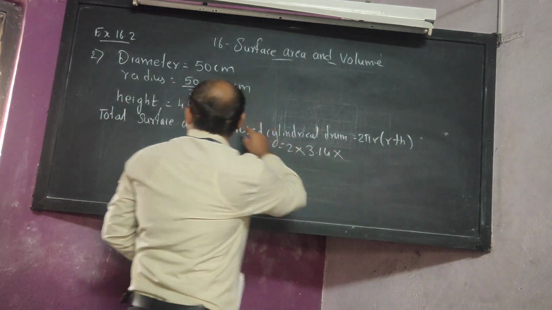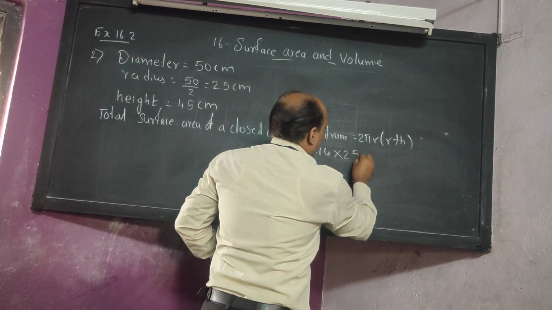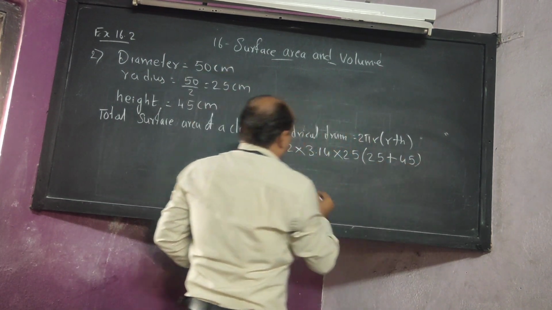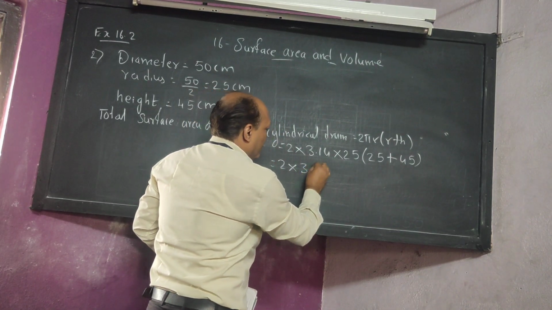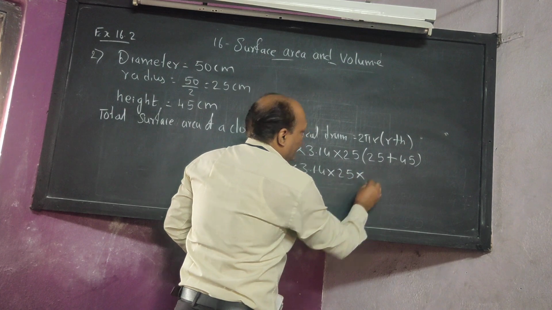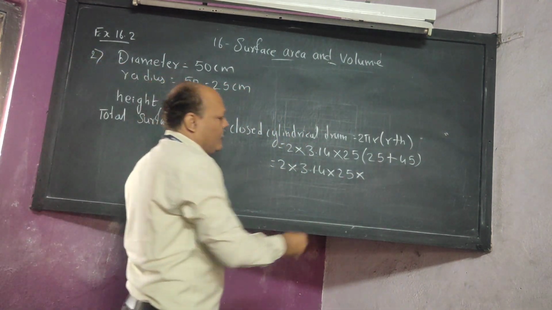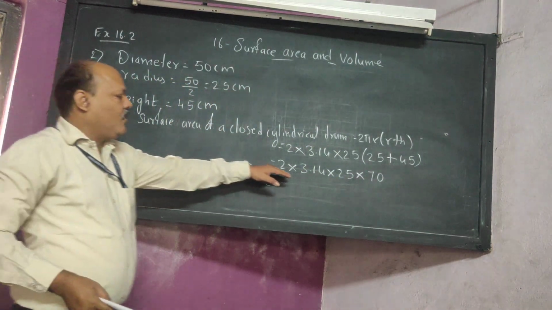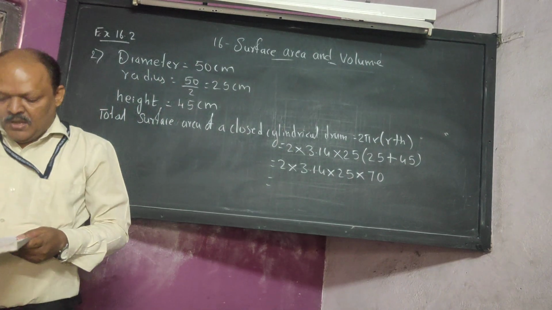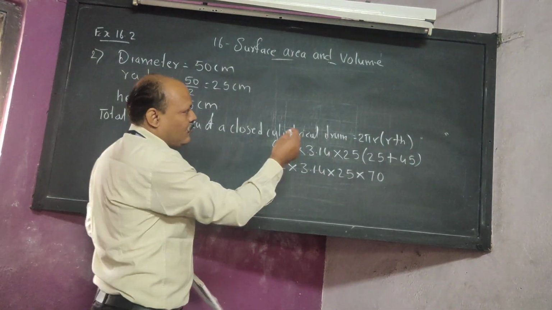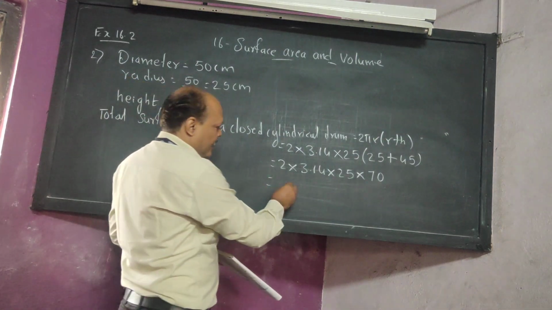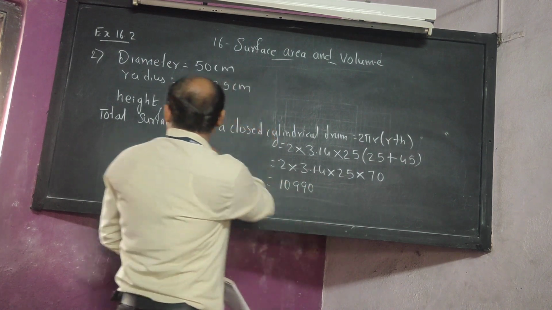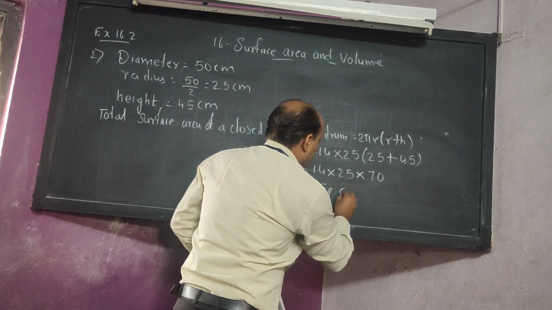Into radius. Radius is how much? 25. 25 plus height is given to you, 45. That is 2 into 3.14 into 25 into, when you add this you are going to get 70. Just you have to multiply all the things: 2 into 3.14 into 25 into 70. You are going to get the answer. The multiplication calculation part, I think you can do. By multiplying, just writing the answer, 10,990 is the total surface area.